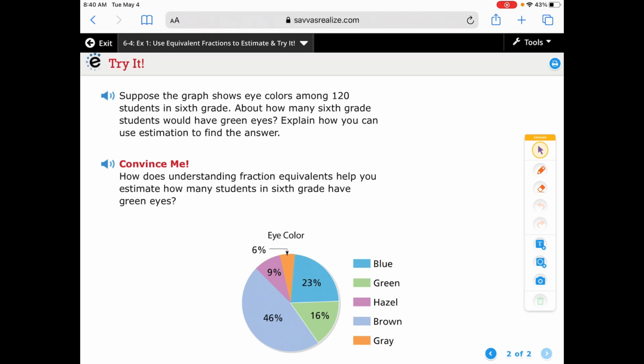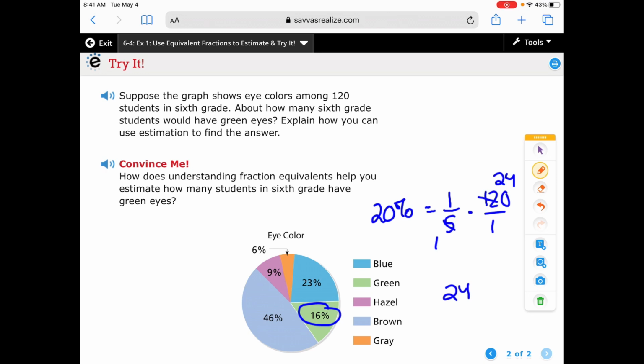All right, so let's look at the Try It here. It says, suppose the graph shows eye colors among 120 students in 6th grade. About how many 6th grade students would have green eyes? Explain how you can estimate. Use estimation to find your answer. So green is right here, that's 16%. 16 is roughly 20%, okay? 20% is the same thing as 1/5. So we could do 1/5 times 120. All right, we can cross cancel. We get 24, so about 24 kids have green eyes. So that's what we want to write in there for 6.